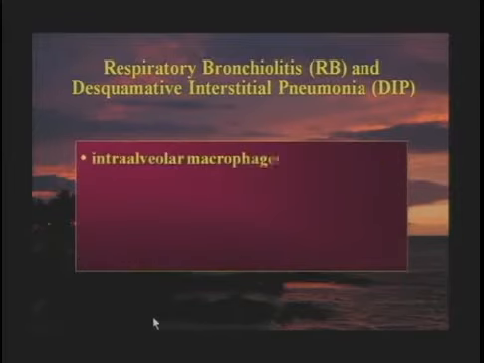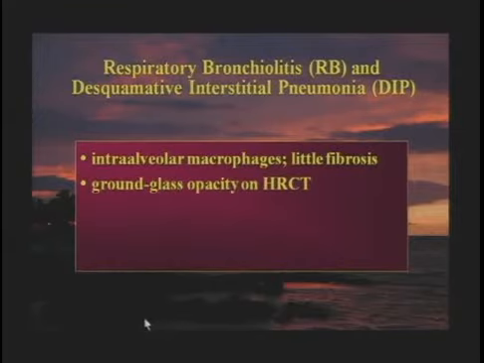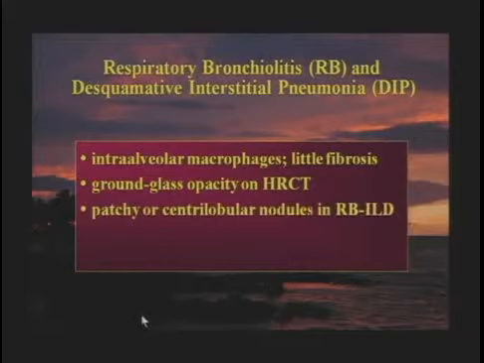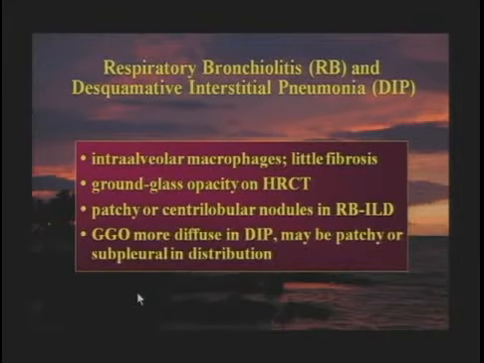Respiratory bronchiolitis and DIP, histology is intra-alveolar macrophages with very little fibrosis. Ground glass opacity is what we see. Patchy or centrilobular nodules tend to predominate in patients who have the entity of respiratory bronchiolitis interstitial lung disease. And ground glass opacity is more diffuse in DIP, maybe patchy or subpleural in distribution. It's variable.